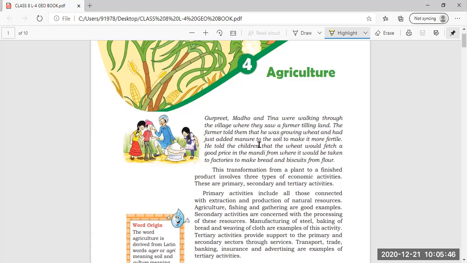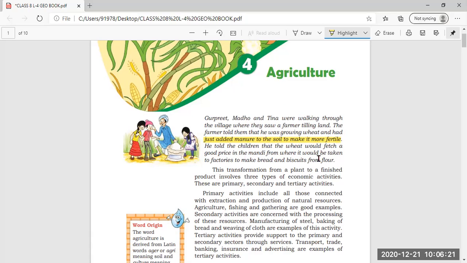The farmer told them that he was growing wheat and he had just added manure to the soil to make it more fertile. So, what is added to the soil to make it more fertile? Manure is added to the soil to make it more fertile. So, the farmer is informing Gurpreet, Madhu, and Tina that he has just added manure to make the soil fertile for growing wheat in his field.